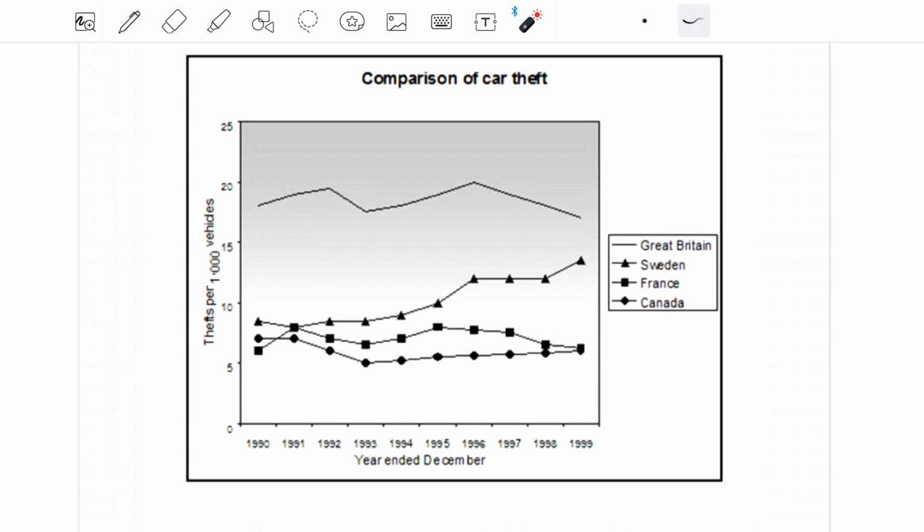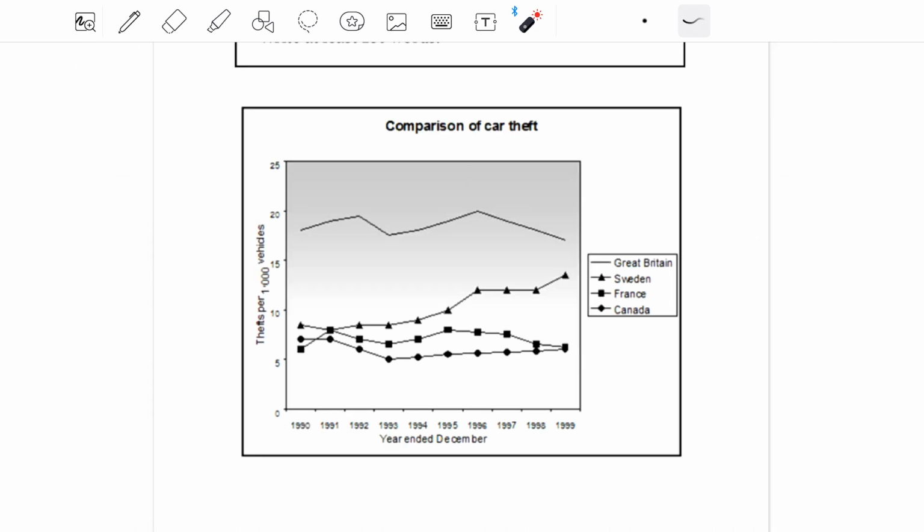So in all 4 countries you have to mention the start figures and the end figures. That's all you need to mention. And Great Britain, well, it fluctuated, and you can mention the start and the end figures and maybe one of the peaks, right? And that's how you will do it.